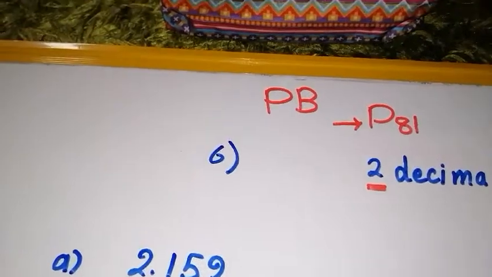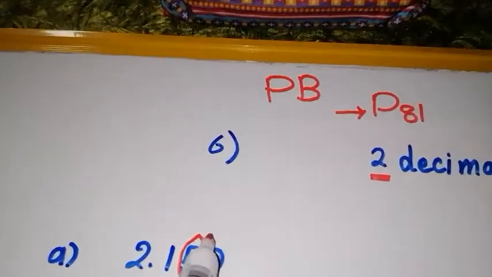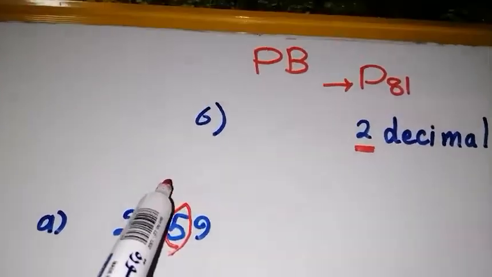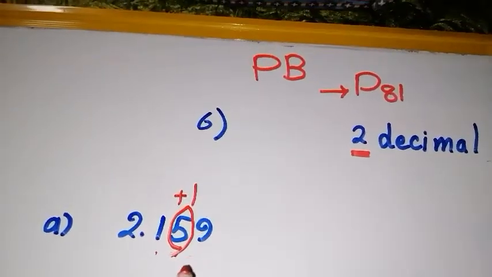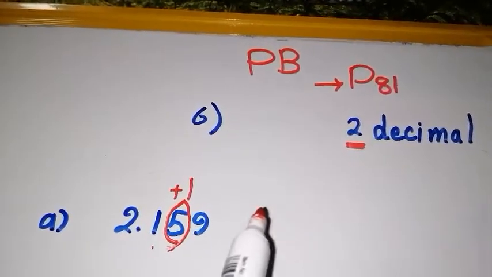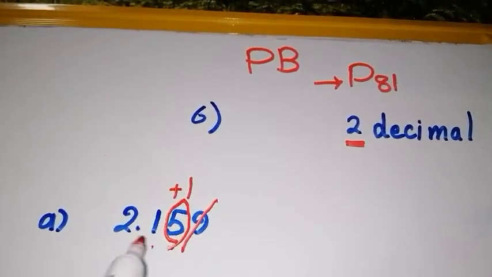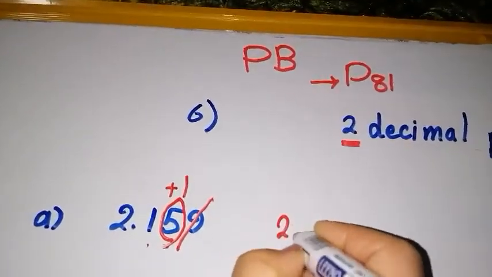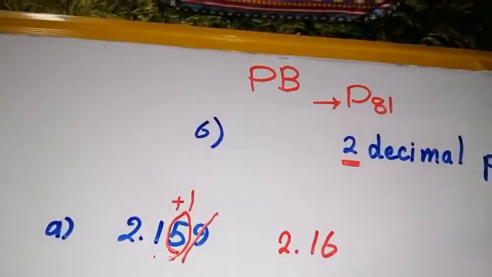Let's start here. Circle the number, which is here 5. Look next door. Yes, next door I have 9. It's 5 or more. Yes, so I'm going to add 1 more. Okay. Now numbers on the right, 0 is the same, so I'm going to ignore them all, and numbers on the left just stay the same. So now I will write 2.1, and here 5 plus 1 is 6. Okay, so this is the answer for A. Let's go for B.